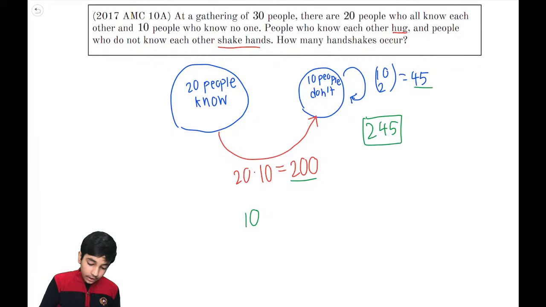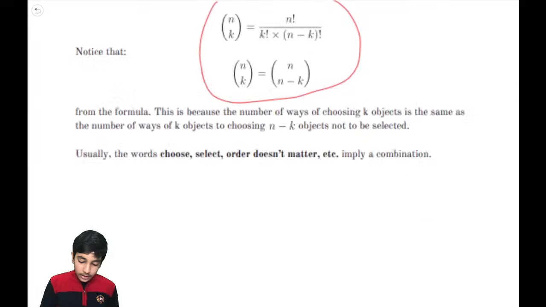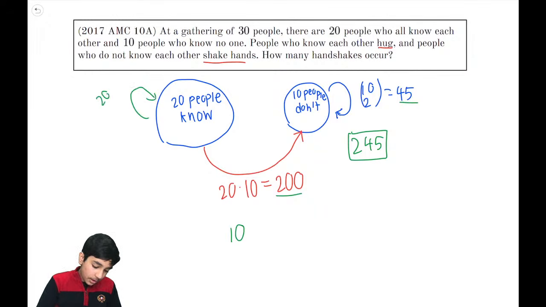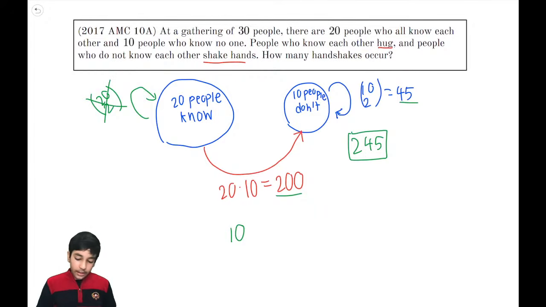And the reason is basically for this first case, the 20 people who know each other will each shake hands with people who don't know each other. Because the people who don't know each other don't know the 20 people who each know each other inside the group. So inside the group we have 190 hugs here, but these are not handshakes, so we're not going to count them.